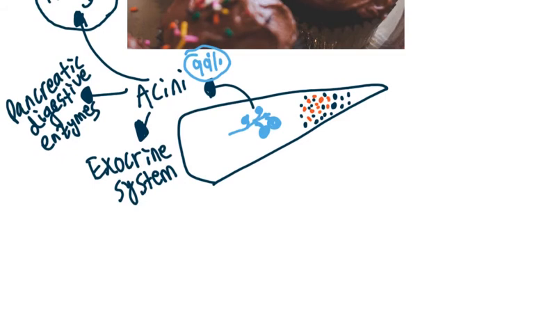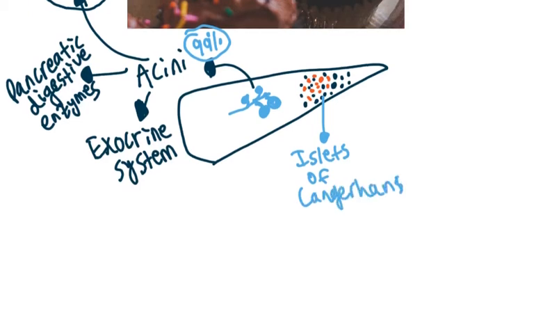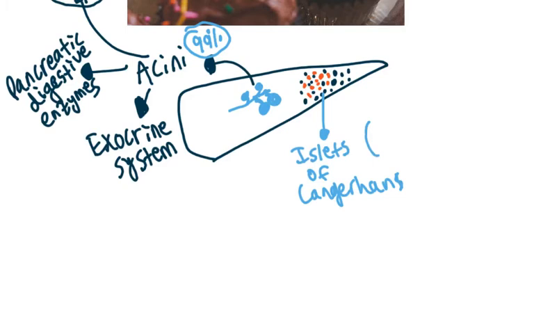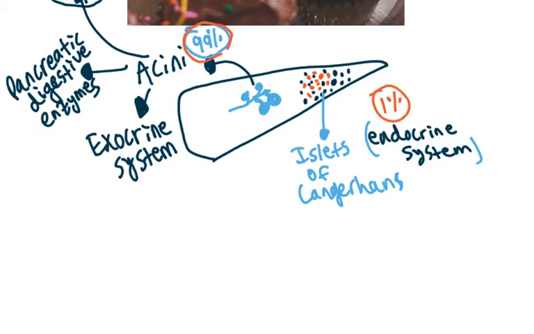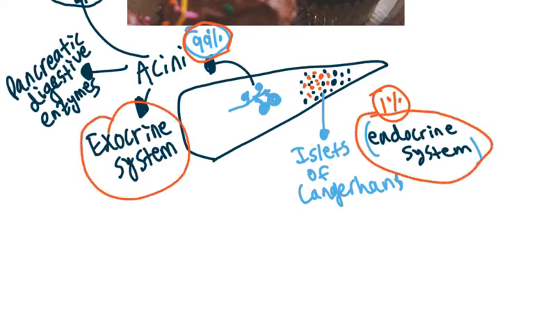So these are our islets of Langerhans, and let's write this down: this is part of the endocrine system of our pancreas, and this makes up 1% of our pancreatic cells, unlike acini, which make up 99% of our pancreatic cells, in terms of the exocrine system and endocrine system.